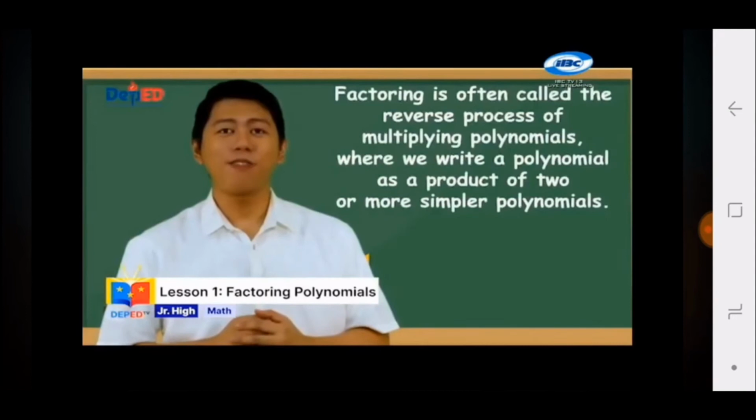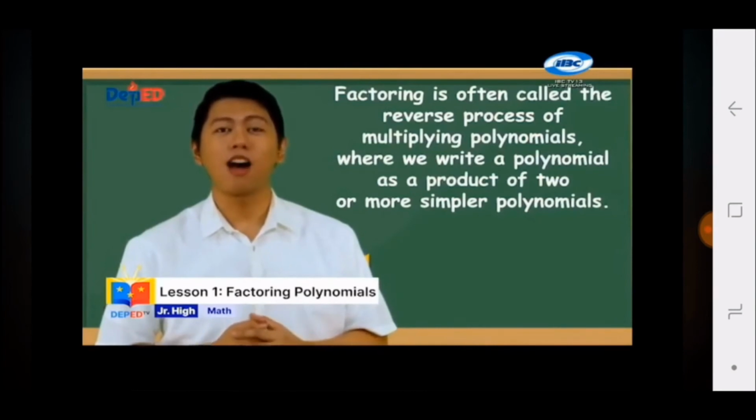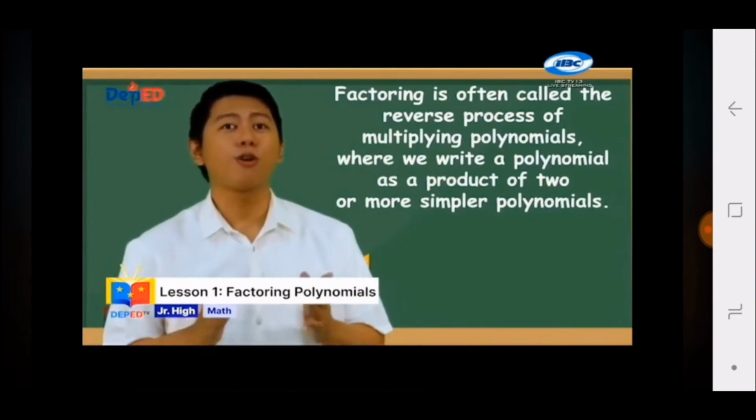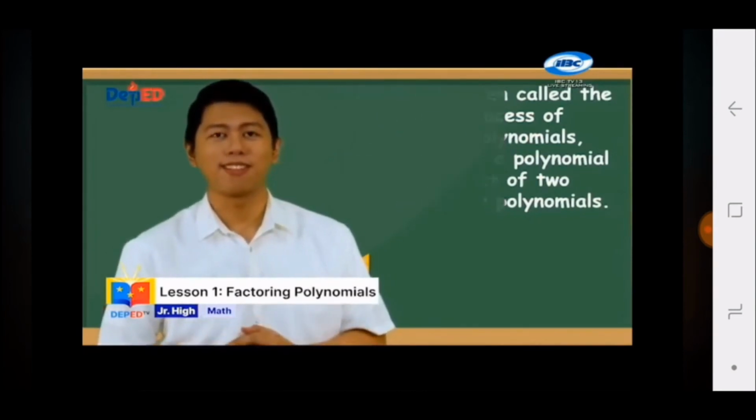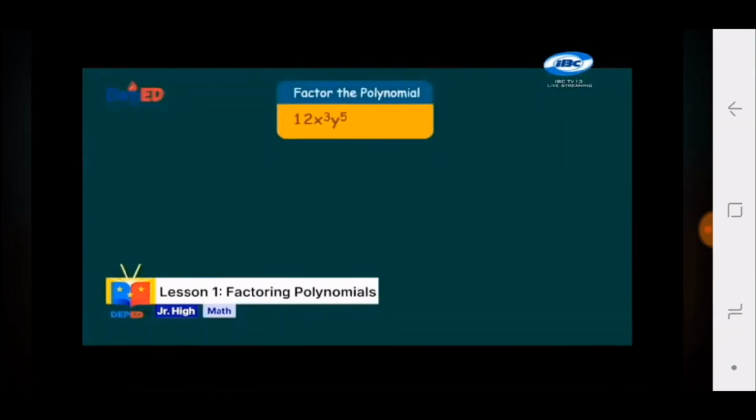Factoring is often called the reverse process of multiplying polynomials, where we write a polynomial as a product of two or more simpler polynomials. Now, let us try this example. Write 12x cubed y raised to 5 minus 20x raised to 5 y squared z in complete factored form.